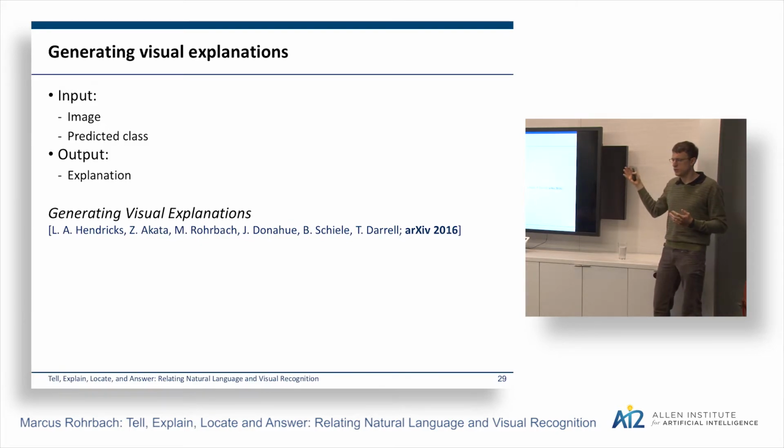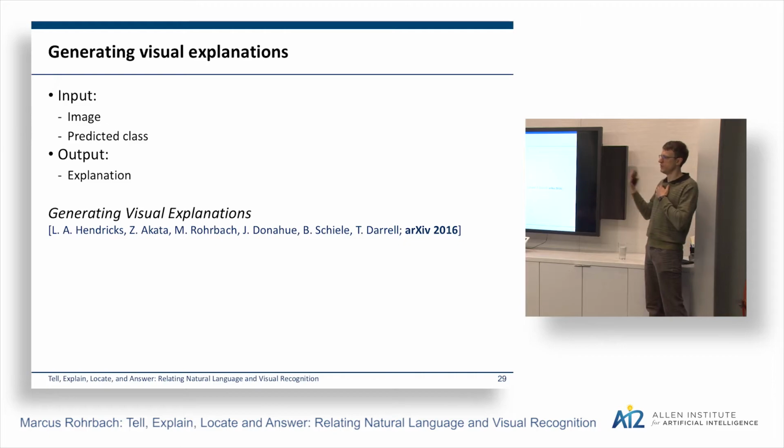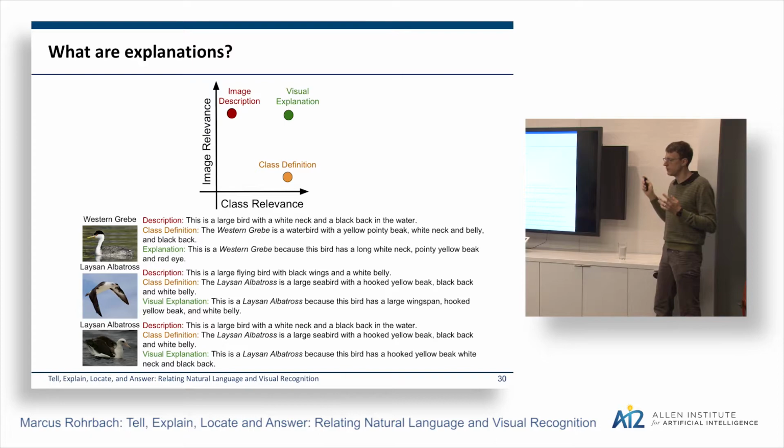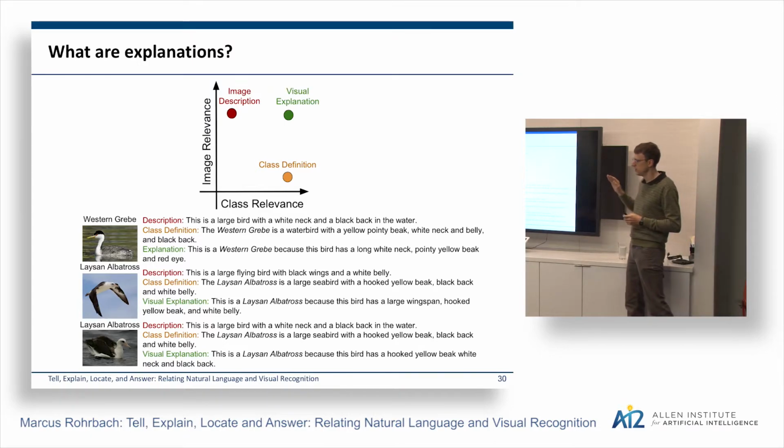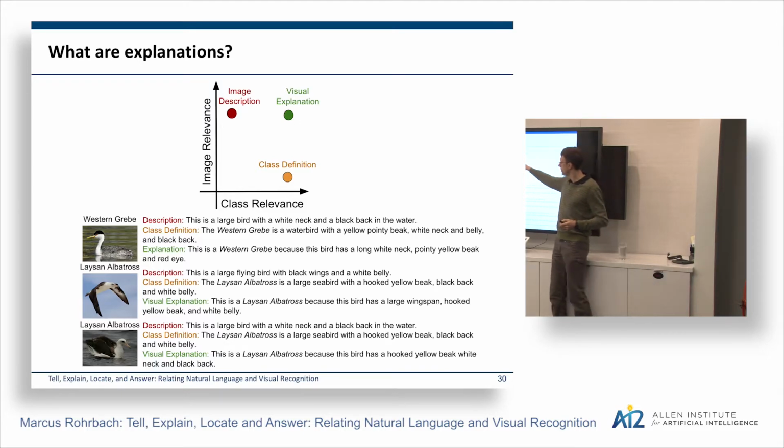So the input is an image and a predicted class. You want to generate a description conditioned on the predicted class. Maybe first let me clarify what these different things are. An image description is just about an image, while a class definition is just class discriminative, but it's not relevant to the image. It might be general, but not actually talking about a specific image.